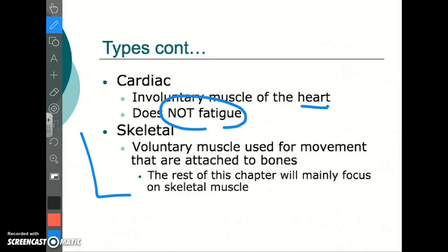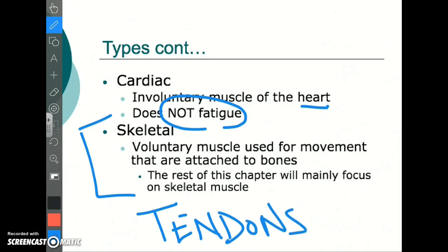Now, the rest of this chapter is going to focus here on skeletal muscle. Voluntary muscle that is attached to the bones, and how it attaches to the bones are these guys right here. Tendons. Tendons are going to be the main attachment point, and if you remember back in our tissues, that is dense connective tissue, and their job is to attach to the bony processes. It attaches to the processes on bones.